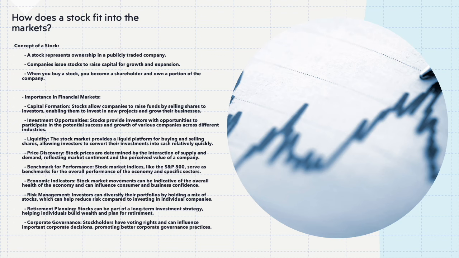Benchmark for performance. Stock market indices like the S&P 500 serve as benchmarks for the overall performance of the economy or specific sectors. Economic indicators. Stock market movements can be indicative of the overall health of the economy and influence consumer and business confidence. Risk management. Investors can diversify their portfolios by holding a mix of stocks, which can help reduce the risk compared to investing in individual companies.